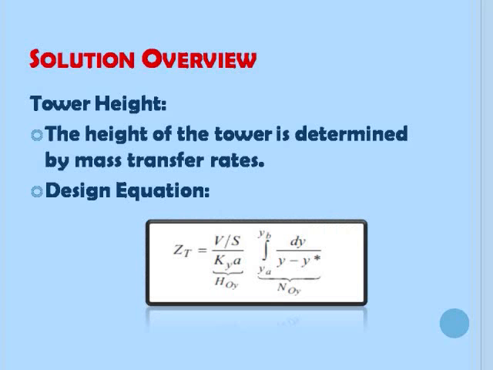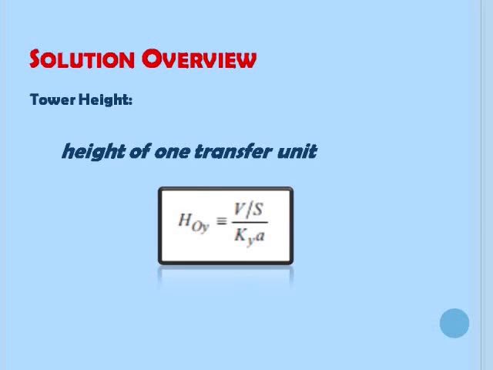And lastly, the height of the tower is determined by mass transfer rates. Basically, the gas and liquid phases need to be in contact for a certain time for the acetone to diffuse from the gas phase into the liquid. This equation is called the design equation. This is called the height of one transfer unit, where KYA is the overall mass transfer coefficient times the interfacial area per unit volume of packing.